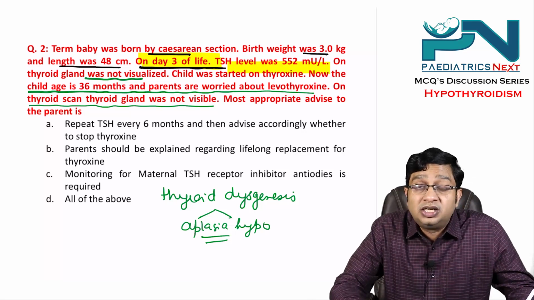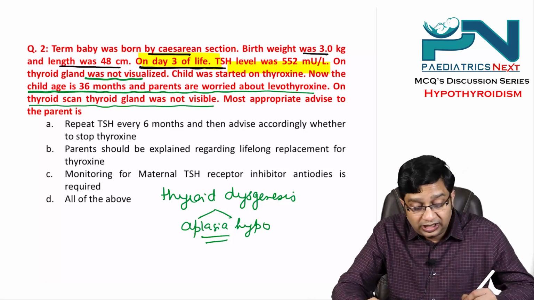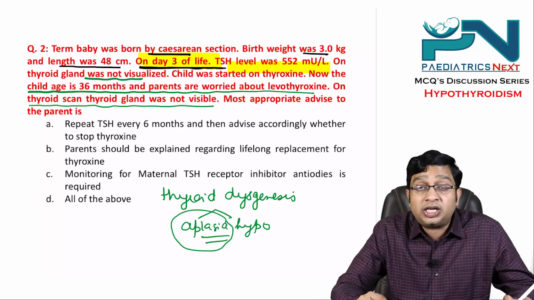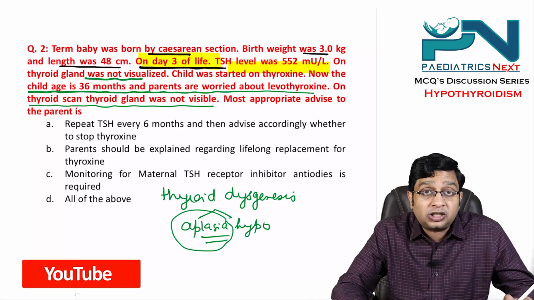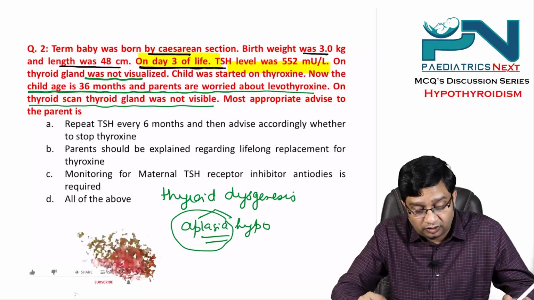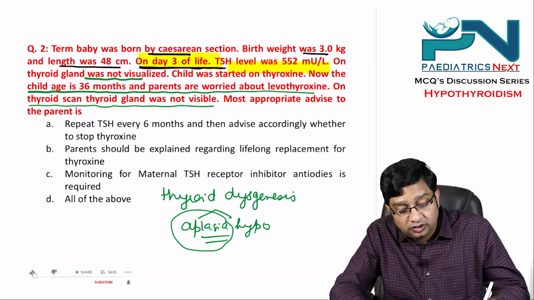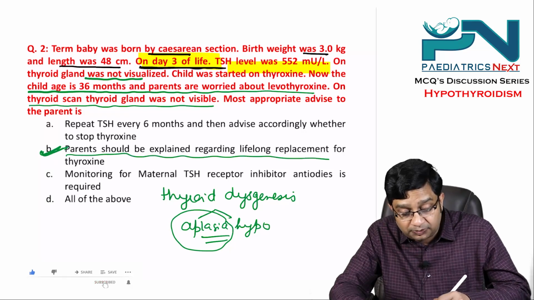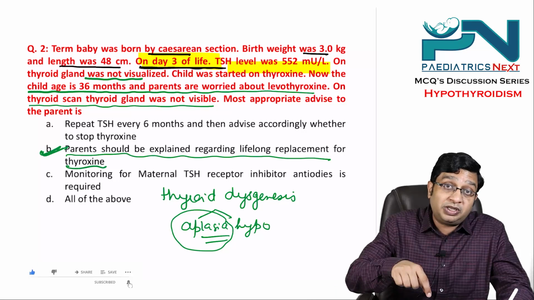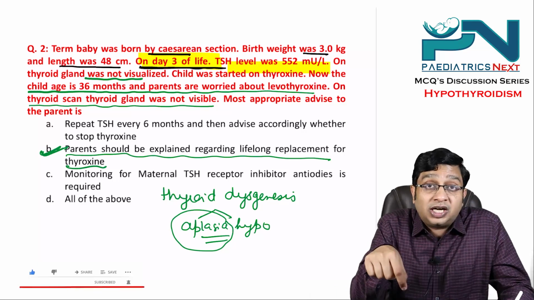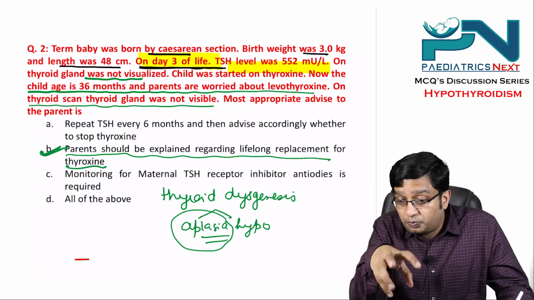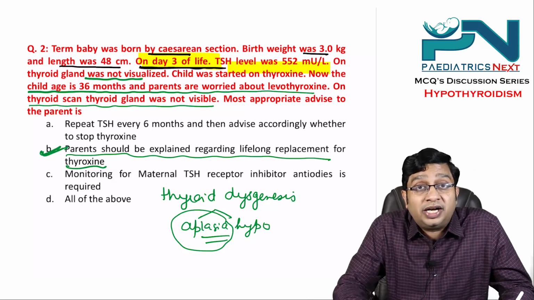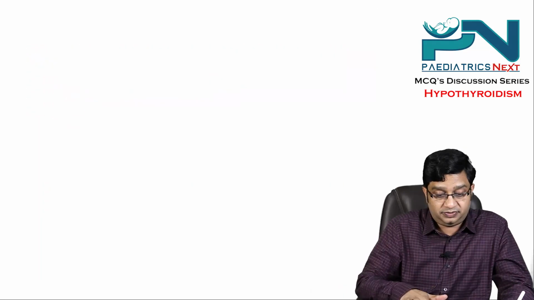not visualized. And if it is a case of aplasia, what we need to do is tell the parents that levothyroxine would be given lifelong. So parents should be advised, explained. Now you can only explain when you have made a diagnosis of thyroid gland dysgenesis. So pick up the clues and make up the diagnosis. So this is a case of thyroid gland dysgenesis.